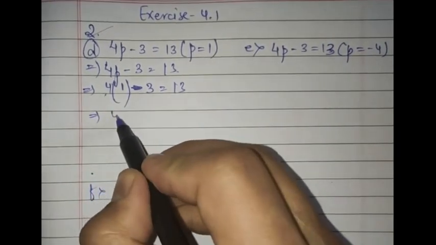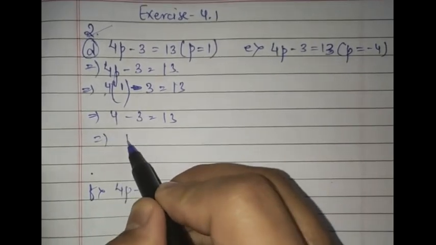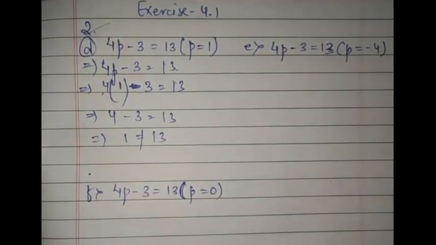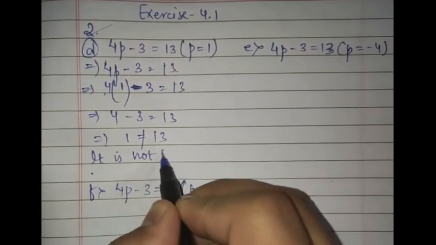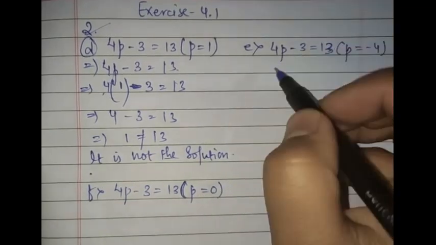4 ones are 4, minus 3 is equal to 13. So 4 minus 3 is 1, and 1 is not equal to 13. So you can write, it is not the solution. Okay, similarly we will solve for this one also.